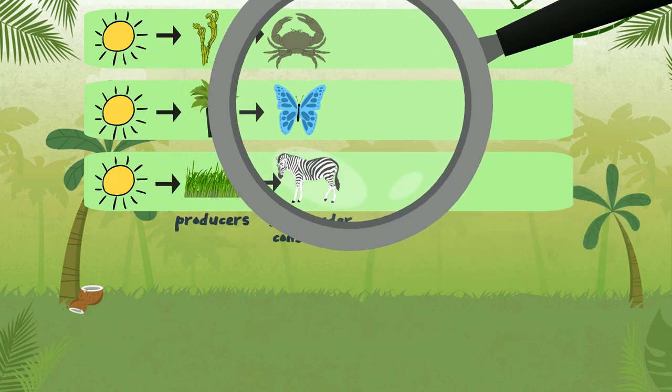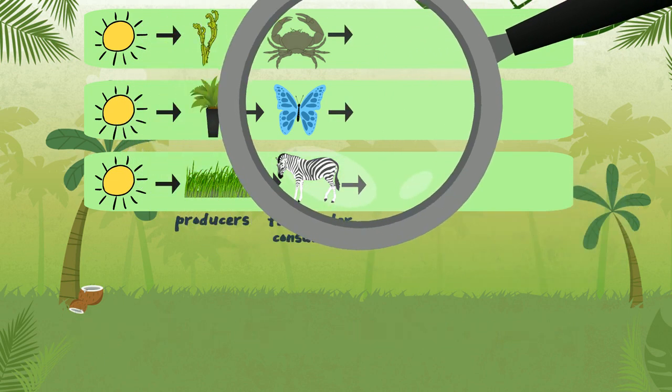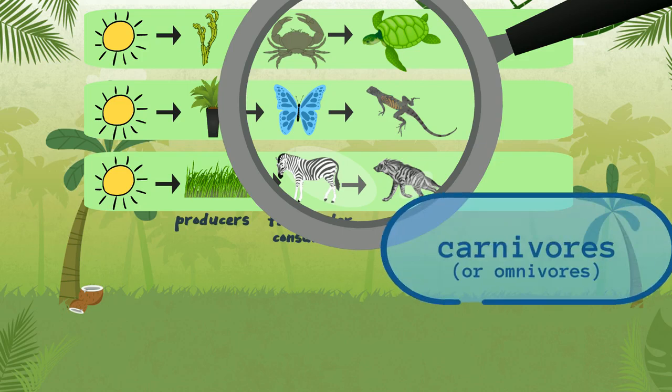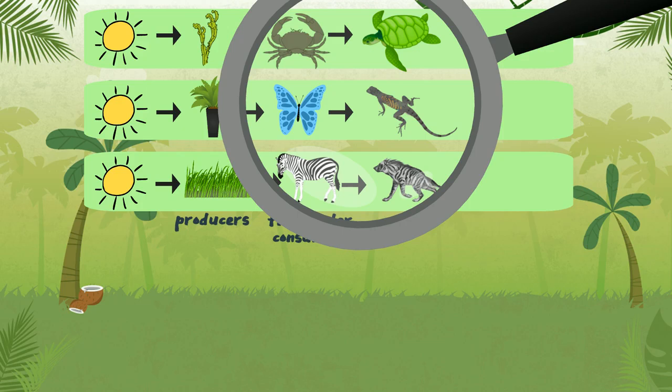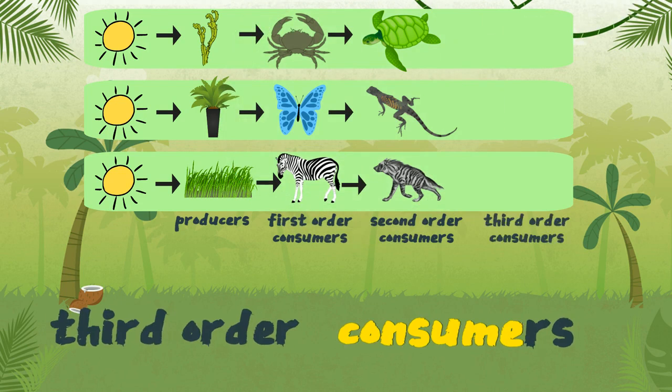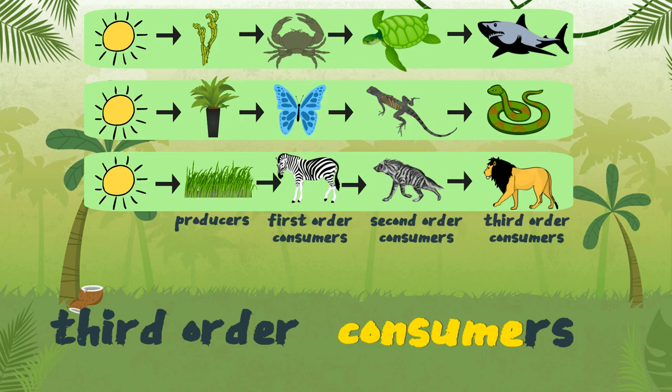Moving along to the next step of a food chain, we have animals that eat other animals, carnivores, or omnivores. Because these animals eat first-order consumers, we call these animals second-order consumers. Next are third-order consumers, animals that eat other carnivores. The category of third-order consumers includes some animals at the top of the food chain, animals like lions, killer whales, bears, and sharks.